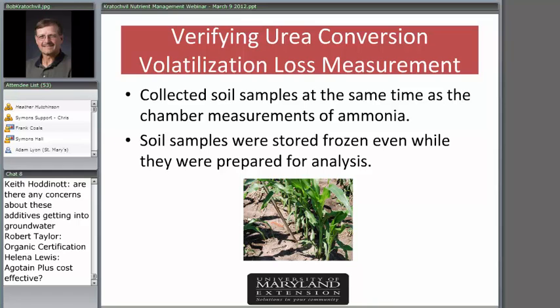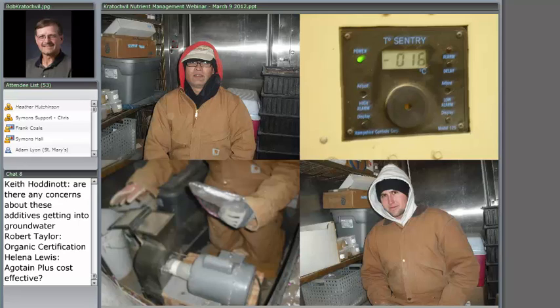But what we did was we collected soil samples at the same time that we took our chamber measurements for ammonia. Collecting them from the plots, collecting them from the area of application. We then froze those soil samples immediately, and we kept them frozen even while we were preparing them for analysis. And by that, I mean this.